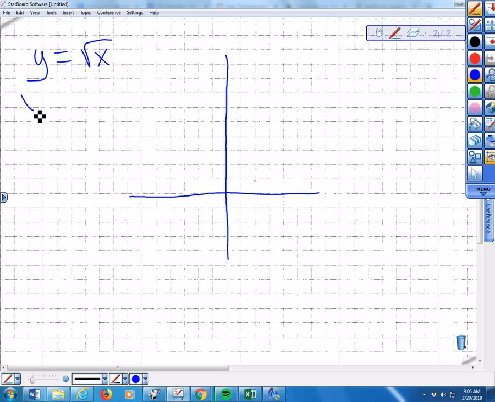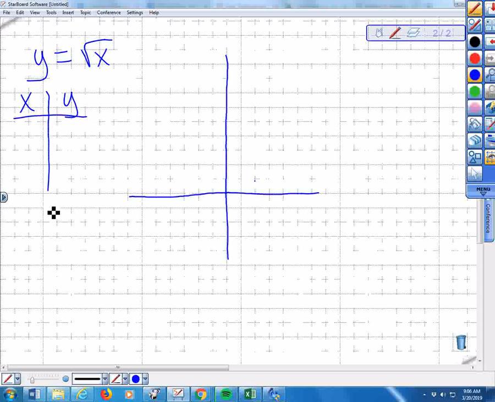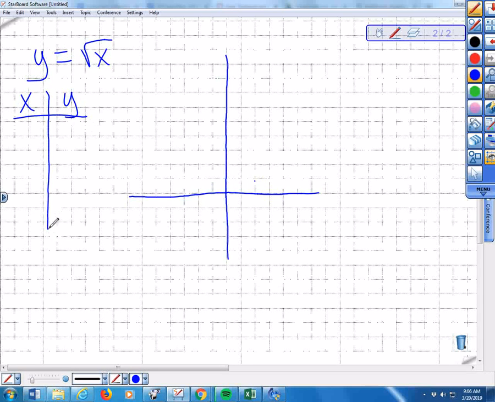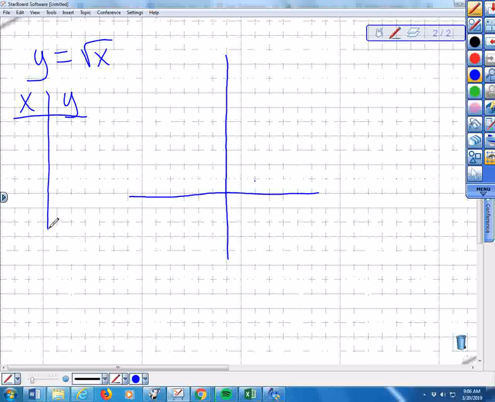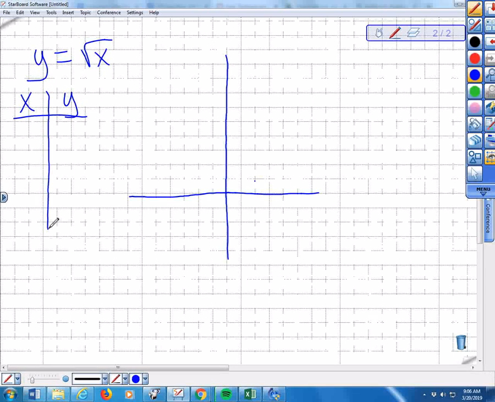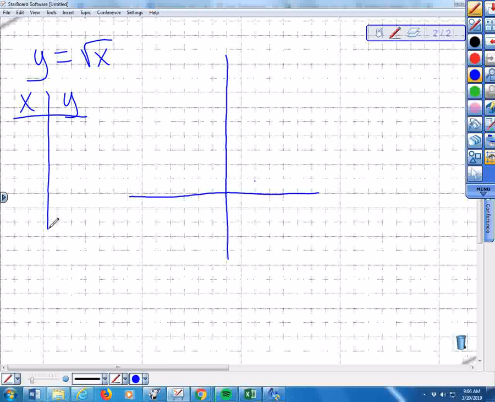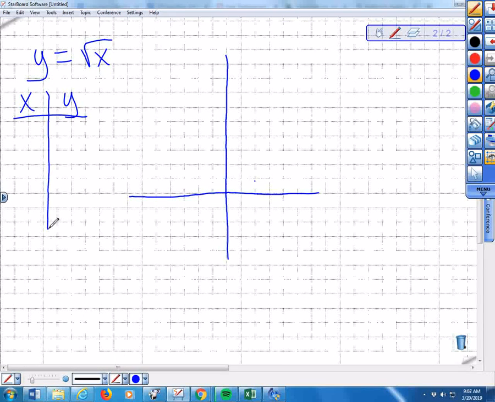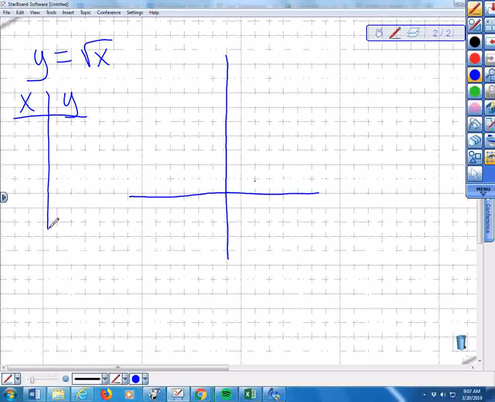And when I choose a table of values, remember you can choose any value for x, any value for y. There's no right way to pick your numbers. If you pick your numbers and you do the math correctly, you're going to get exactly the same graph as anyone who chooses different numbers. So don't stress about "I don't know which numbers to put in for x," because it doesn't matter.